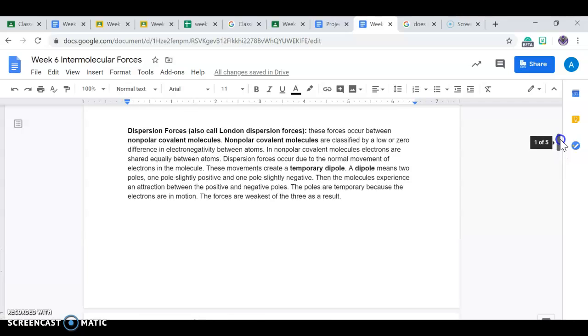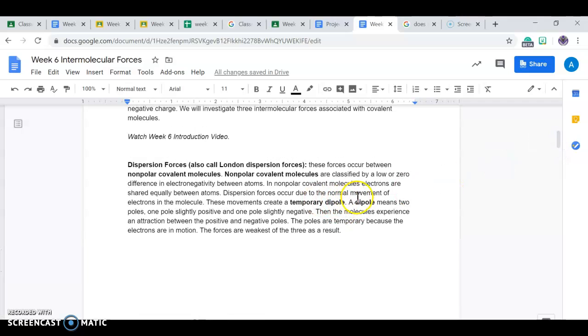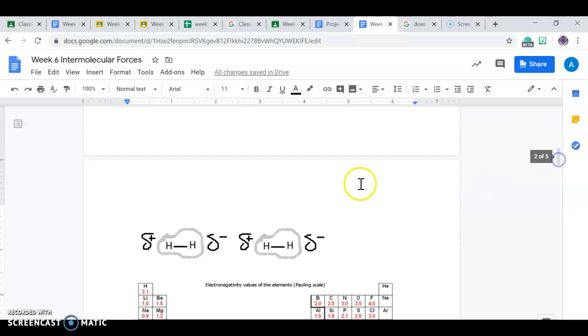And what's happening is there's a temporary dipole that gets created, and a dipole means one end is slightly positive and one end is slightly negative. And how does that happen in a nonpolar covalent molecule? Because that means the electrons are basically being shared equally. The way that happens is the electrons are actually moving. They're in orbitals. So while they are being shared pretty much equally, they're still moving around.